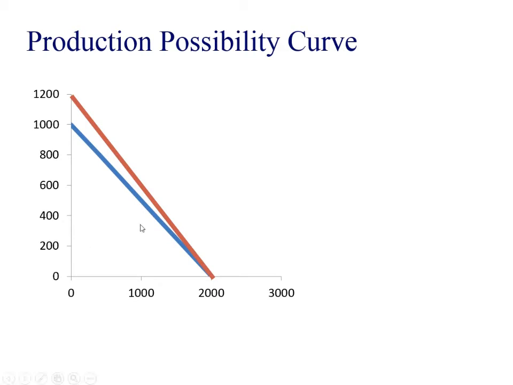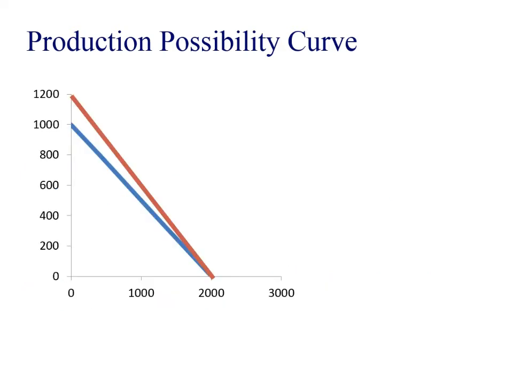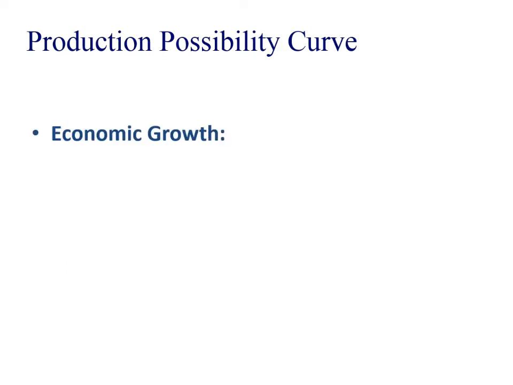Before I was talking about unobtainable, so this diagram here represents a movement upwards. So we've got some technological advance going on here. I think in the case study here it is, so they've developed more advanced robots to carry out the production. Okay, so you're able to produce more cars then. So we've got this movement, but we can still produce the same number of TVs. So there hasn't been technological advancement in that sense.